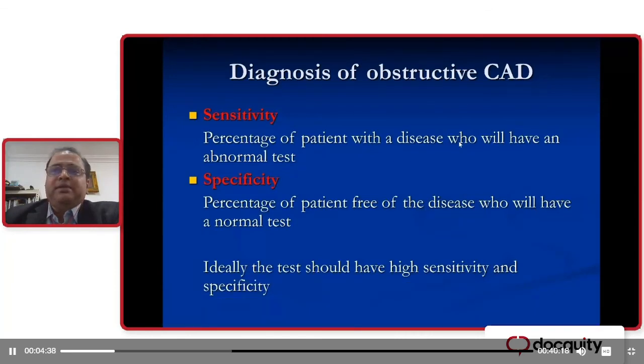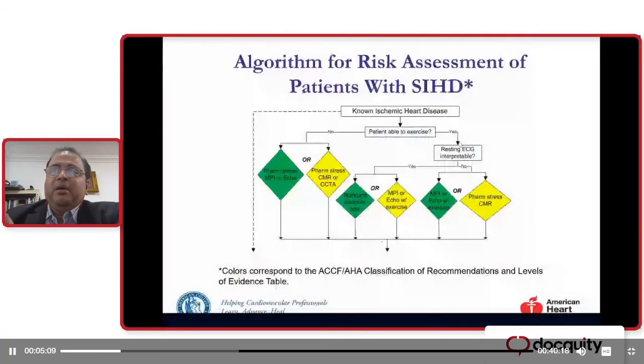So every test depends on the sensitivity and specificity. In a nutshell, sensitivity means the percentage of patients with a disease who will have an abnormal test. And again, important, the specificity, where the patient will be free of the disease, will have a normal test. So you can never have both worlds. The ideal test, with high sensitivity and specificity, I'll show you it does not exist. We are trying what we can, but at the end of the day, it is a combination of tests, and you have to put that on the table.